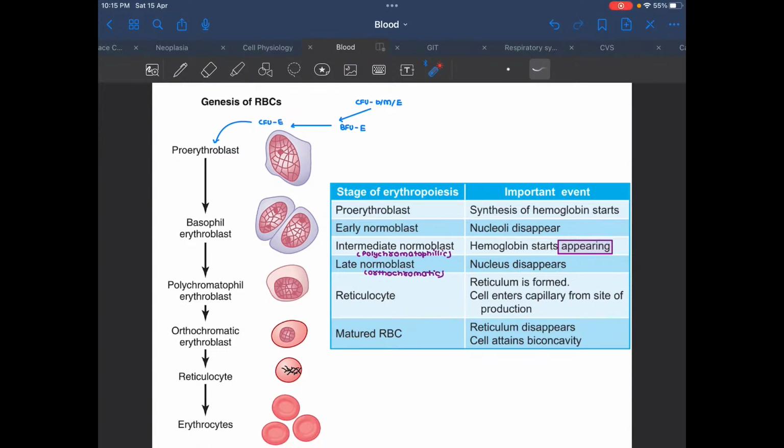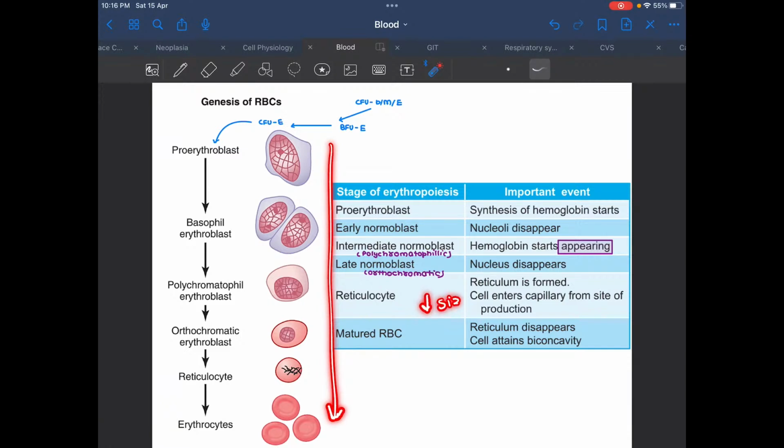Okay. Now इसके बाद जो भी हमारे वो हैं, we are going to study them in very much detail. We have first the proerythroblast, ठीक है. Then we are going to have the basophilic erythroblast. Then we are going to have a polychromatophilic erythroblast. Then we are going to have an orthochromatophilic erythroblast. Then reticulocytes and erythrocytes. Okay. As we go down the line, what's going to happen? Let's see what are the changes. Then we're going to predict that.